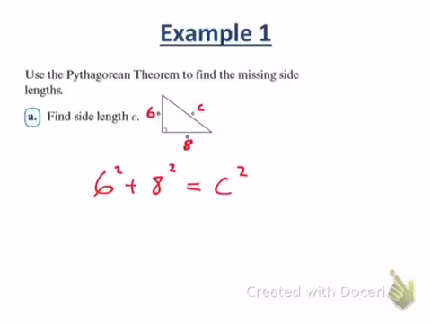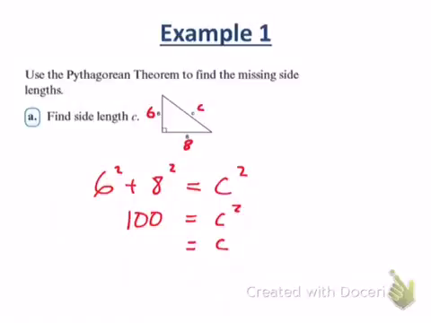What's 6 squared plus 8 squared? 36 plus 64 is 100. 100 equals C squared. And so C has to be 10. Now we're going to learn a little bit later that if we solve a squared equation, there's going to be two answers. Positive or negative 10 can be squared to be 100.